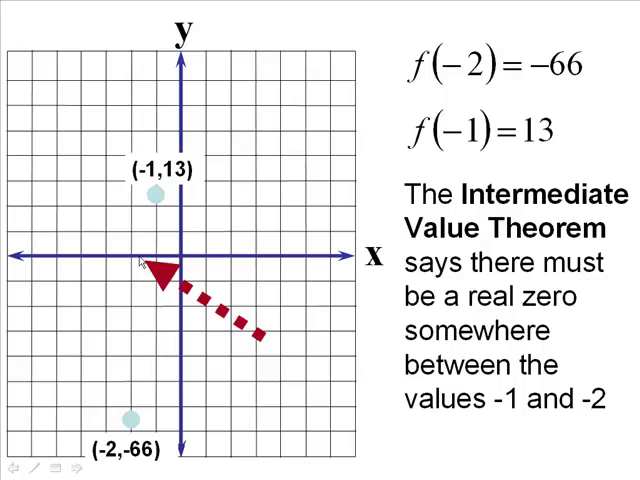Right? Somewhere in there. Alright? Because if you draw a line here and you expect to get up to here and you're down here, then somewhere along there it's going to cross that axis. And you're going to have a zero in here somewhere between negative 1 and negative 2.